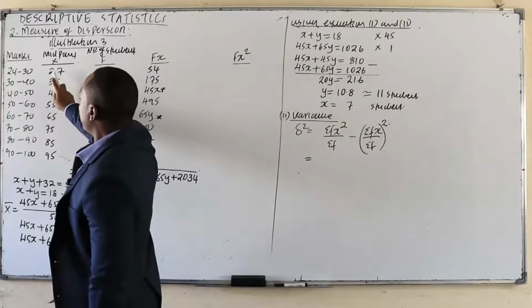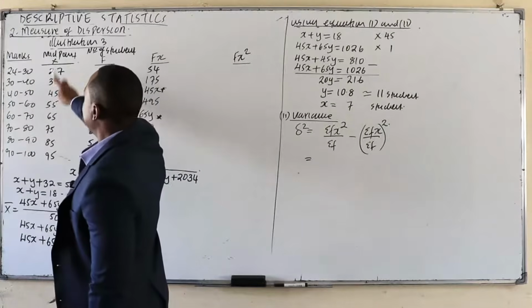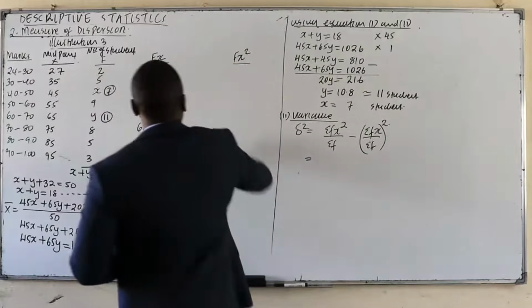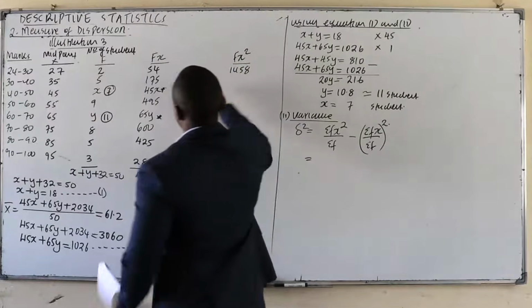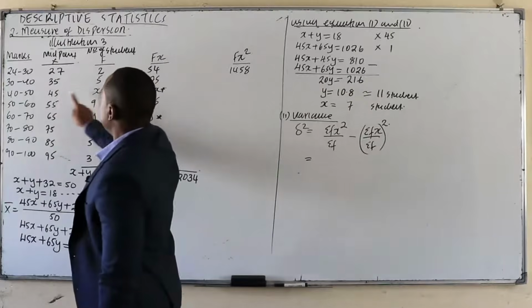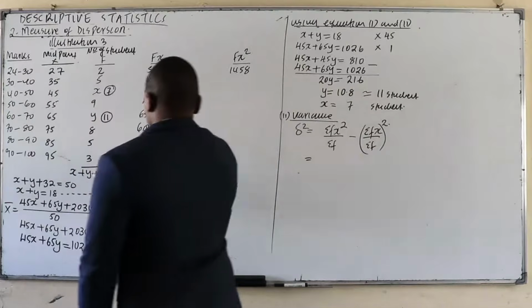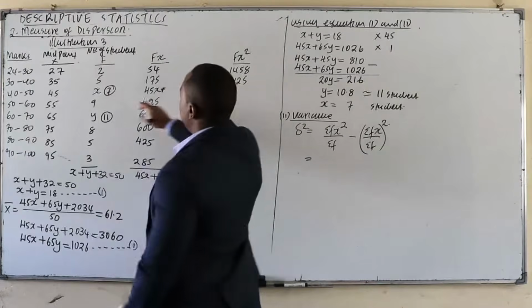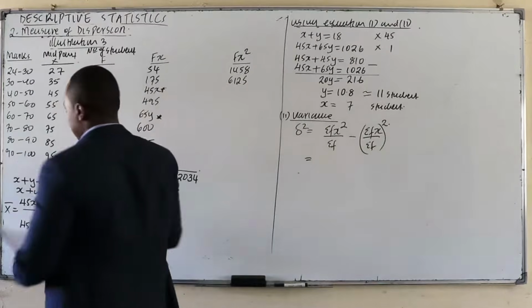Fx squared. It will be 2 times 27 squared. What do you get? You get 1458. 5 times 35 squared is 6125. This will be 7 times 45 squared.